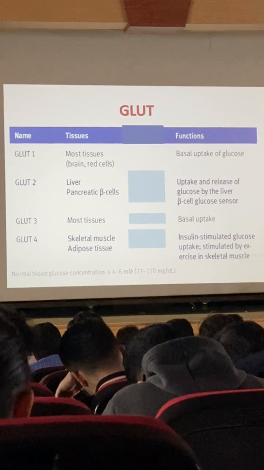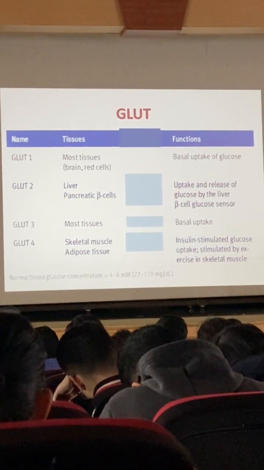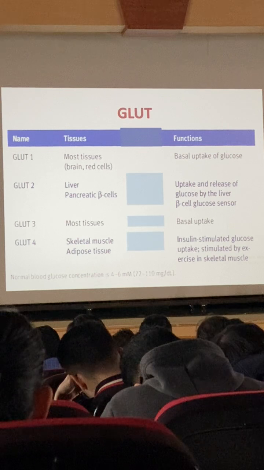GLUT 4 is insulin dependent, GLUT number 4. Remember that, okay.